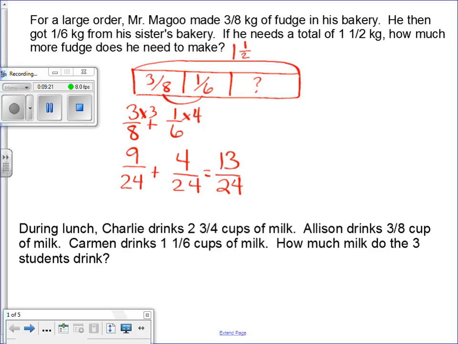You're trying to find your missing addend. When you have a missing addend, you have to subtract. 1 1/2 minus 13/24. Can I subtract those right now? Why not? Because the denominators are different. You've got a 2 and you've got a 24. I can't subtract those.